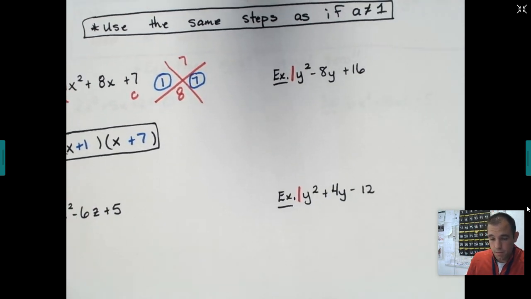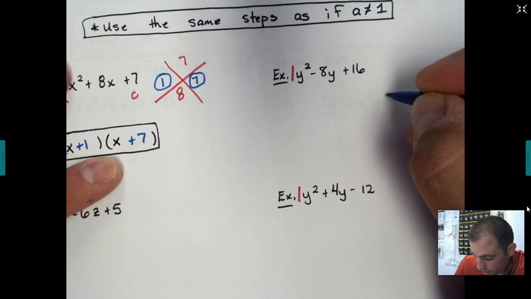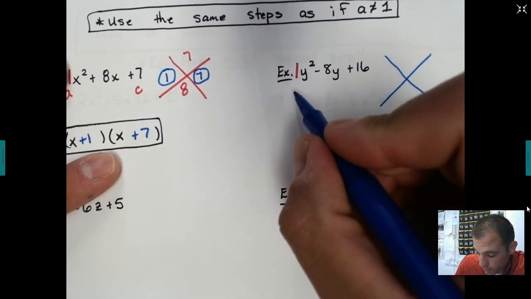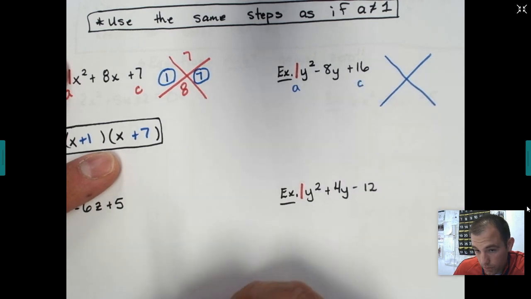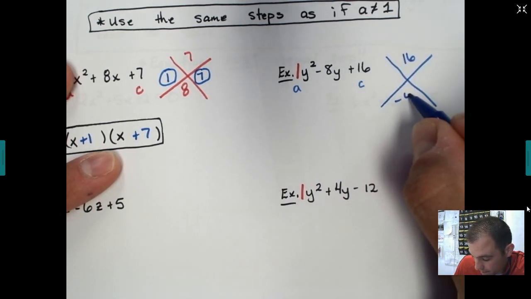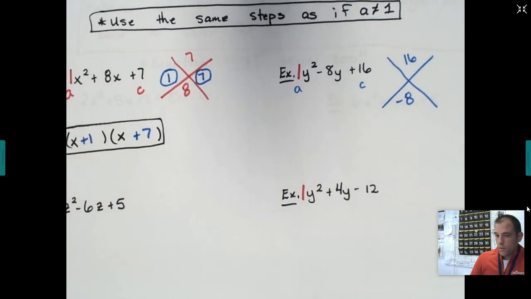So look at this second one. All right, so let's make our x. First number is a 1. This is A. C doesn't have the variable. So 1 times 16 is 16 and adds to get negative 8. So it multiplies to get 16 but adds to get negative 8. So you might have to think about it for a minute.